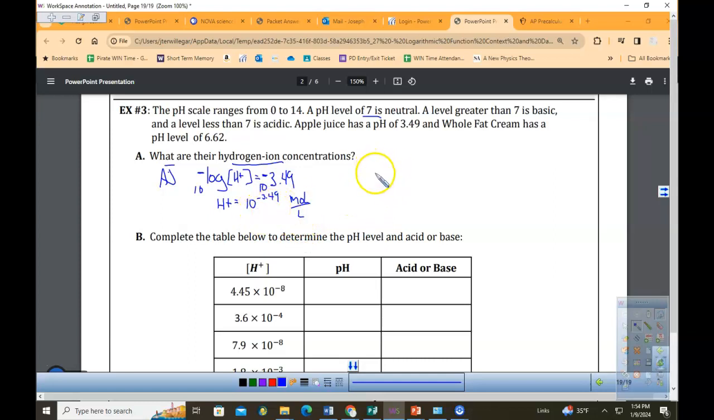Okay? So our whole cream is going to be what? Again, that's negative log H plus equals 6.62. Move over the negative. So I get 10 to the negative 6.62 moles per liter.